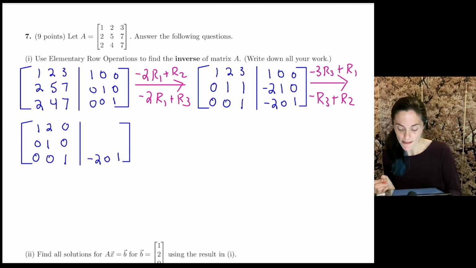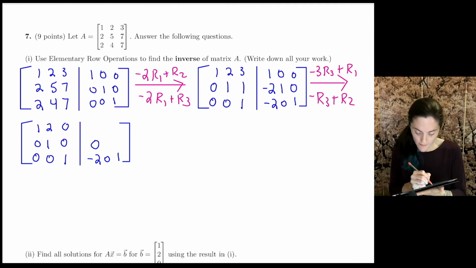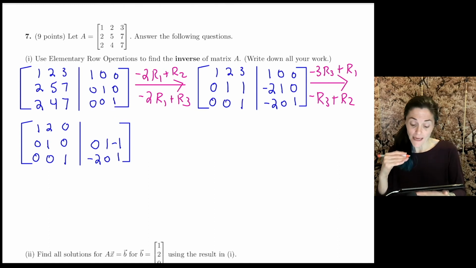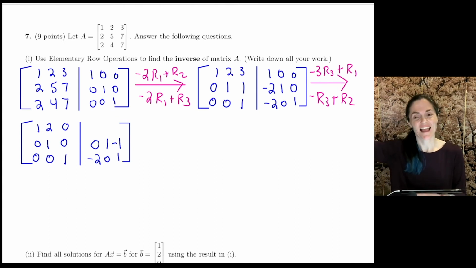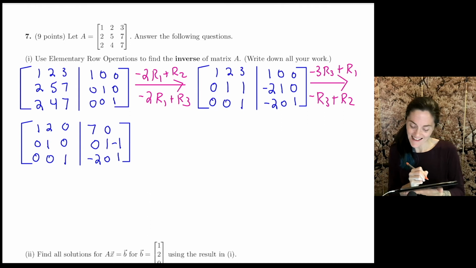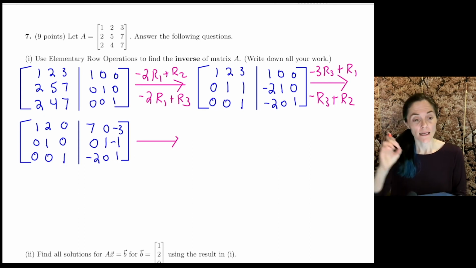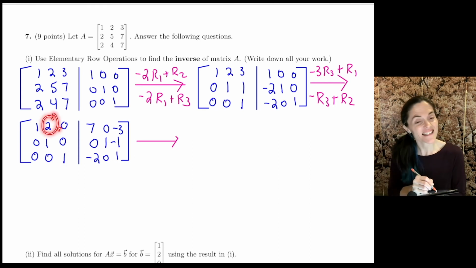But now on the right-hand side, we have to be a little bit more careful. Minus row 3, add it to row 2. We have 0, we have 1, and negative 1. Then we have minus 3 row 3, add it to row 1. So this will be 7. This will be 0, and this will be minus 3. You see, I just have one more step. I need to make this 0, and then I will have the identity on the left-hand side.